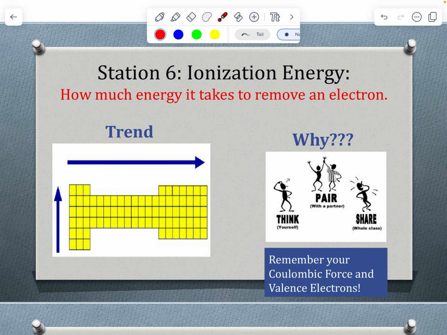Apologies about the bells. All right, station 6 was ionization energy. How much energy it takes to remove an electron. That trend should increase to the right and up. Take a second to think about that. When you're ready, we can go on to the explanation.